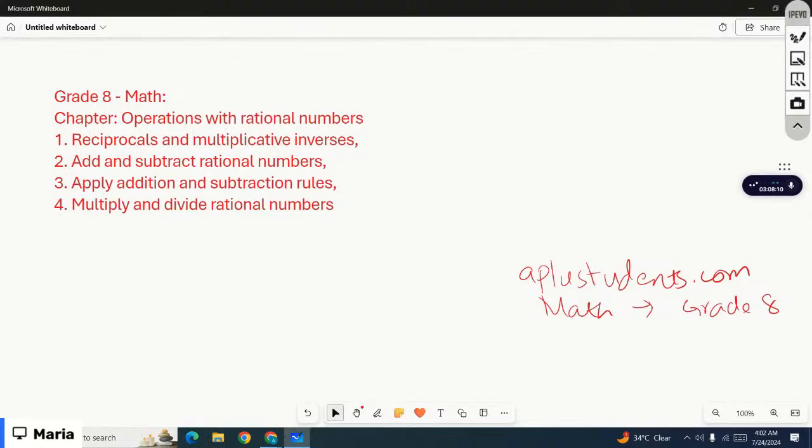The lessons we're going to cover today are reciprocals and multiplicative inverses, and add and subtract rational numbers. So please make sure you have your notebook and pencil so that you can note down the important examples and definitions as well.